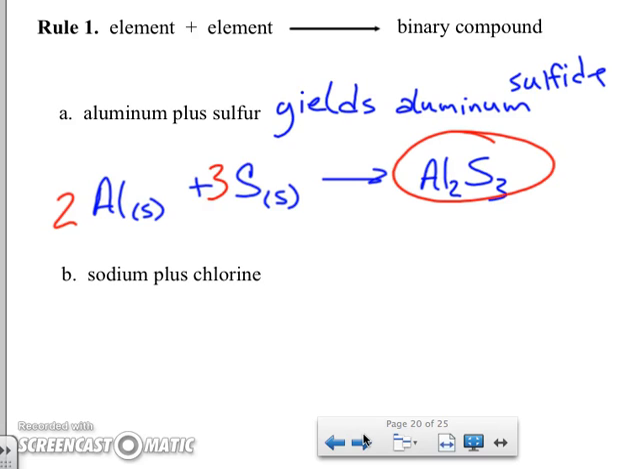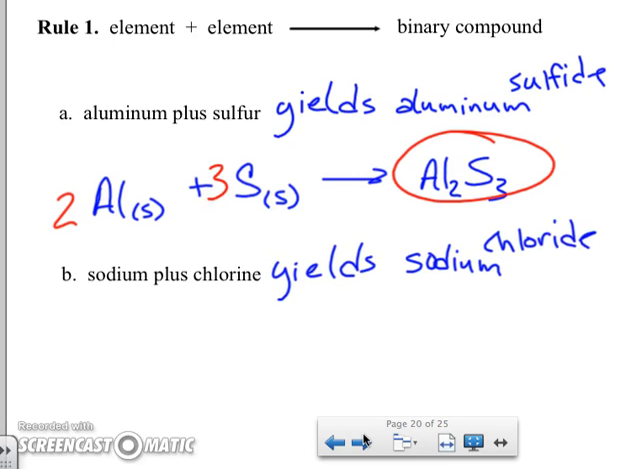If we look at the second example, again, it is sodium plus chlorine, both single elements. The only thing that they can yield are a binary compound product, sodium chloride. The only thing, again, we need to do is write out and balance the equation.